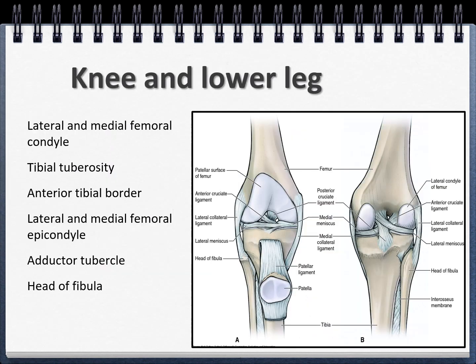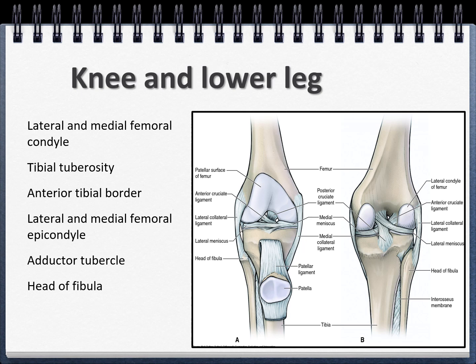The bony ends of the femur are called condyles. So the lateral and medial femoral condyles are the bony lumps at the end of the femur that attach to the tibia. We have the tibial tuberosity. That is the name of the top lump, as it were, on the bone of the tibia. So that's known as the tibial tuberosity.